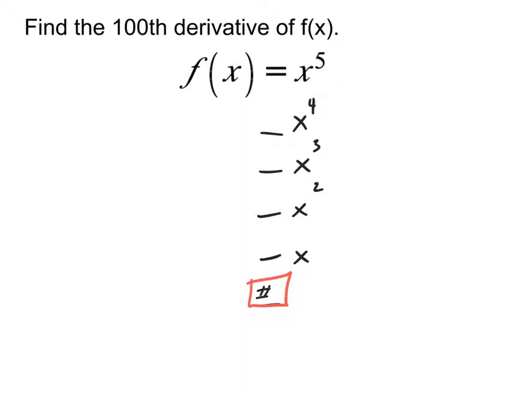What's the derivative of that constant going to be? And what's the derivative of 0 going to be? And so no matter how many times we take the derivative of 0, we will get 0. And so the 100th derivative is 0.